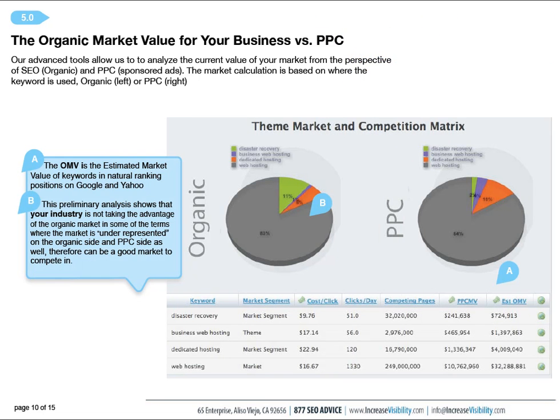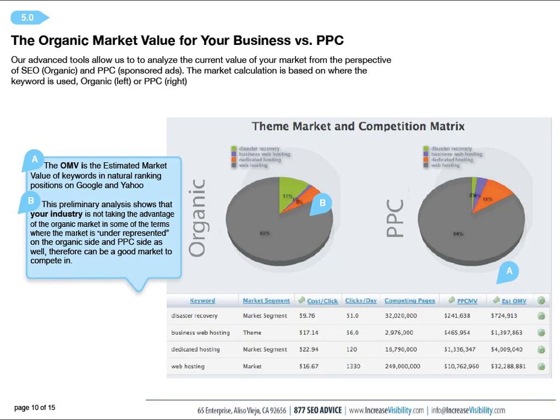Here's a little secret. They also throw in the free tool. Now think about that, guys. A 5-figure proposal with a free tool that we provide you for free, the theme market matrix with Gladius. The OMV is the estimated market value of the keywords. It's just a very simple demonstration. We designed this for free. So again, this is a 5-figure proposal.